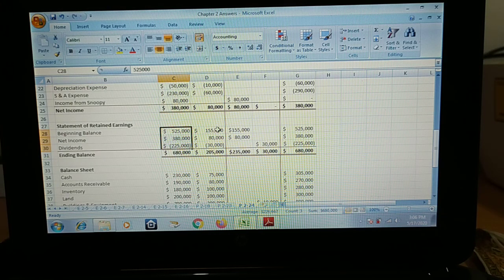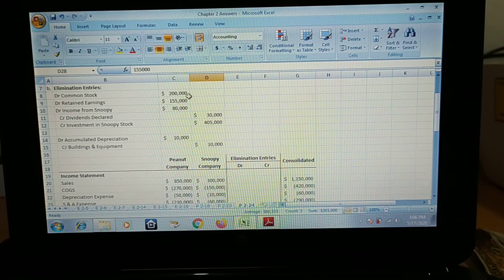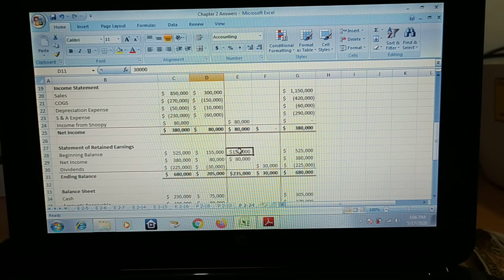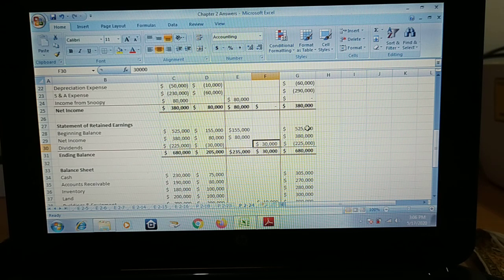So we sum it, and then we move the numbers from the elimination entry related to the statement of retained earnings, which is retained earnings and dividends declared. And then remember, we need to sum and then minus the debit side. The net income is also the same. The dividends, we sum it and then we plus it to decrease the amount. So if the consolidated retained earnings ending balance is the same as the ending balance of the parent company retained earnings, it is already correct.